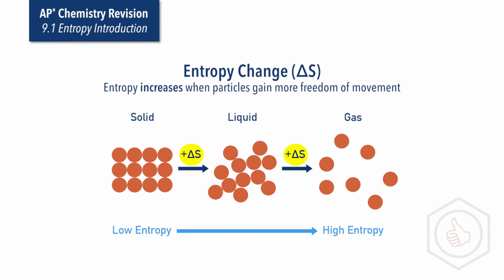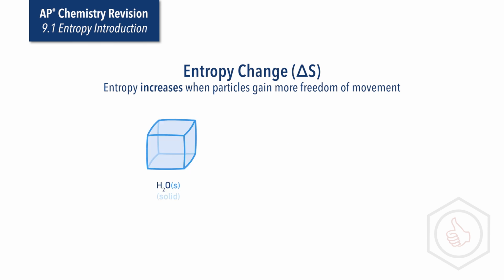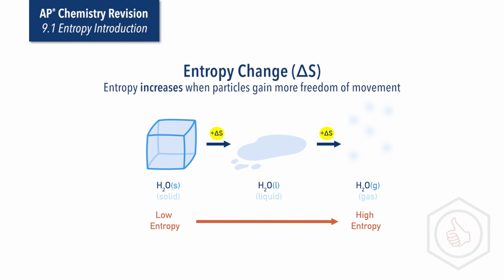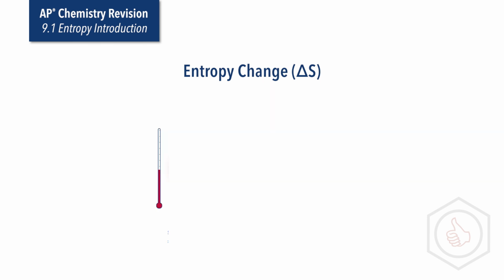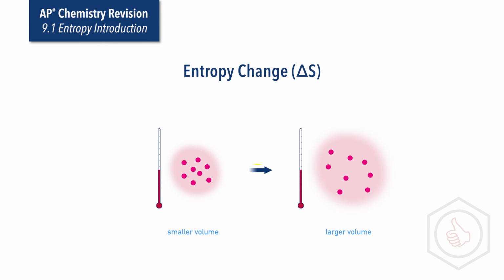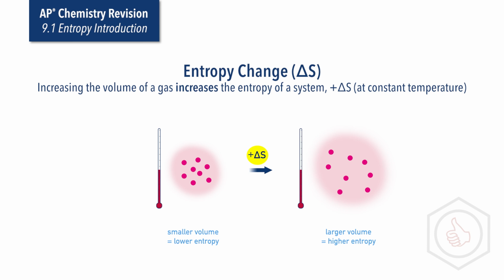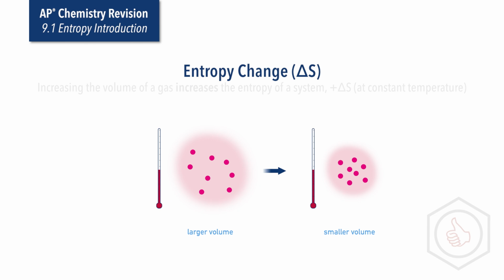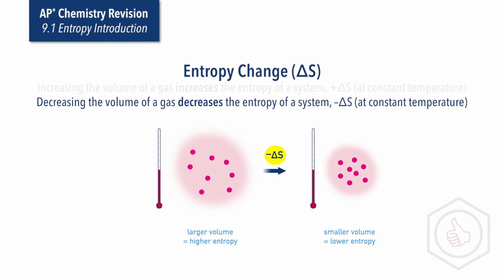For example, when 1 mole of solid ice melts to liquid and then turns to a gas, the entropy of the system increases. At constant temperature, the volume of a gas impacts the entropy of the system. Increasing the volume of the gas means gas molecules have more space to move, and this means entropy increases, positive delta S. Equally, a decrease in volume means gas molecules have less space to move, and there's more order in the system, meaning entropy decreases, negative delta S.